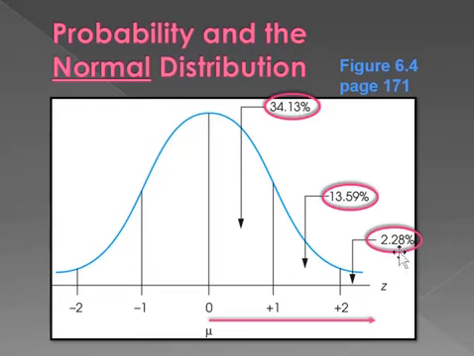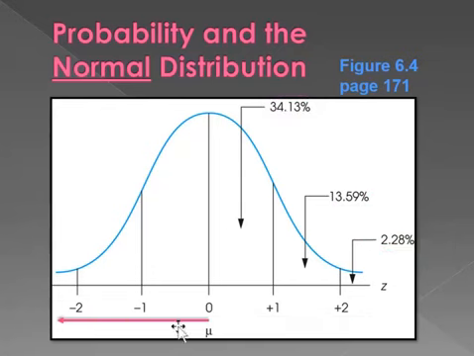So if we were to add all of these up, right, we would get 50%. And likewise, 50% of all scores fall below the mean, right? So 50% fall above the mean, 50% fall below the mean. Most scores fall close to the mean.